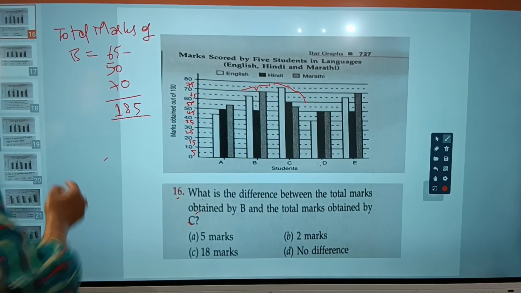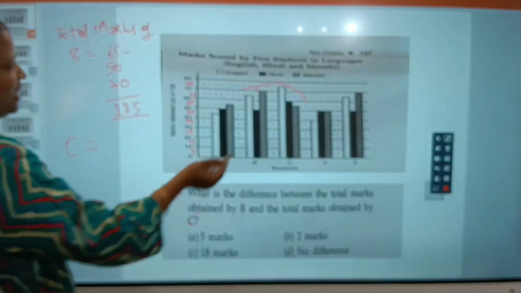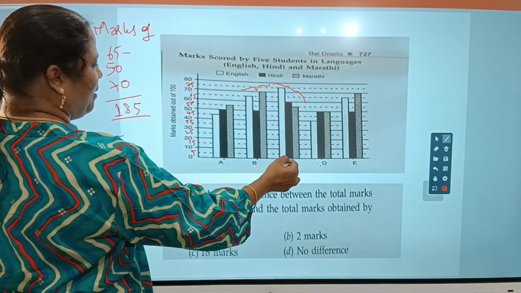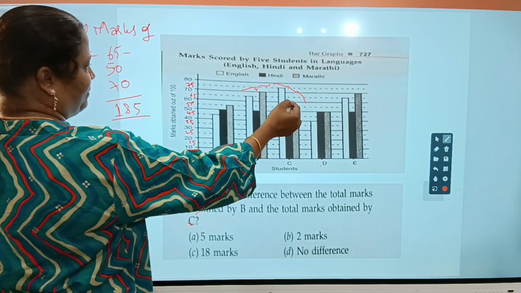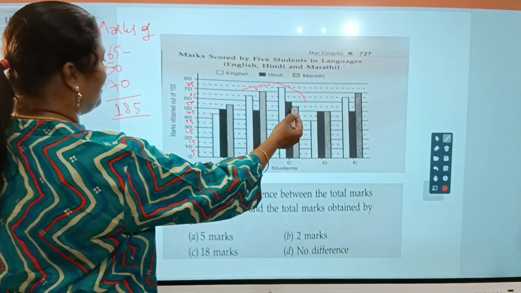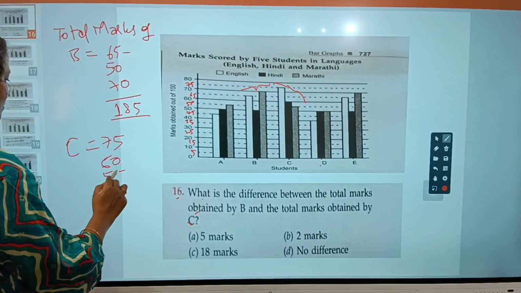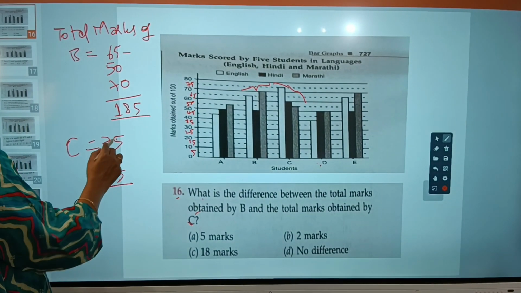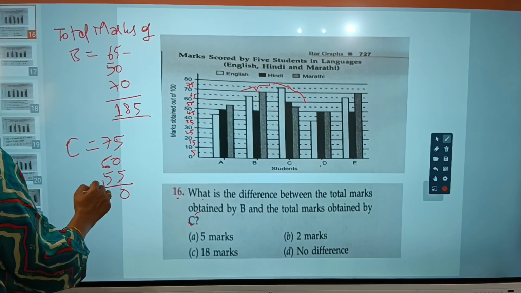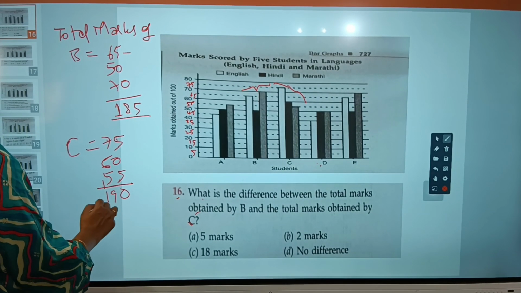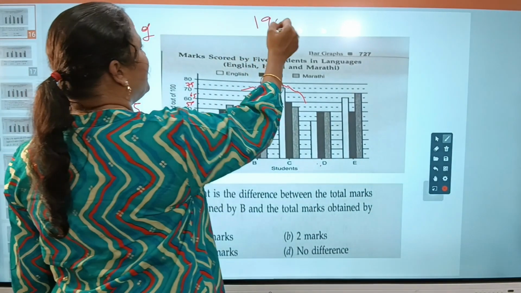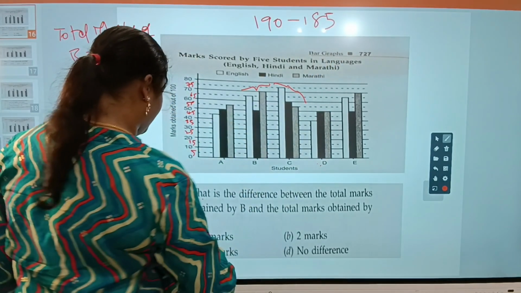And again total marks of the person C. How much he got in English? 75. Okay, in Hindi he got 60, and again in Marathi he got 55. So it will come to 190. So what is the difference between both? 190 minus 185. It is 5 marks difference there.